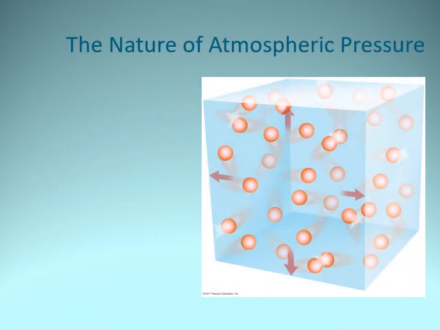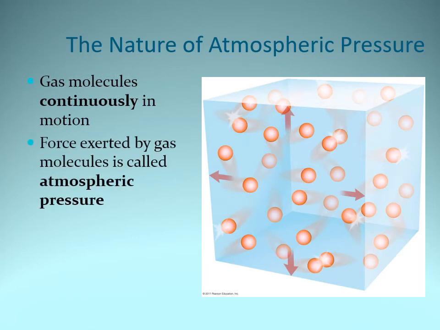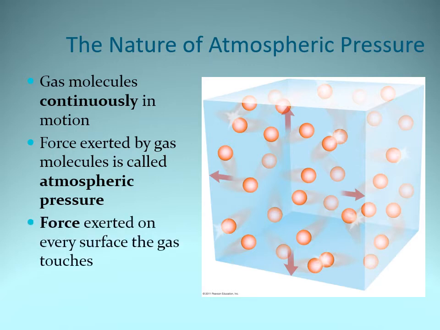Now remember, the atmosphere is a fluid, just like water. There are some differences between air and water, but the physics behind air and water are very similar. So gases are in constant motion, moving all over in every direction. Now the force that's exerted by these gases is atmospheric pressure. That's how we define it. And this force is exerted on every surface that touches the gas.